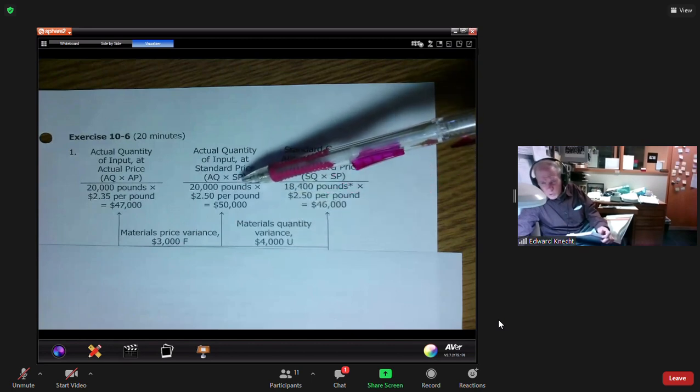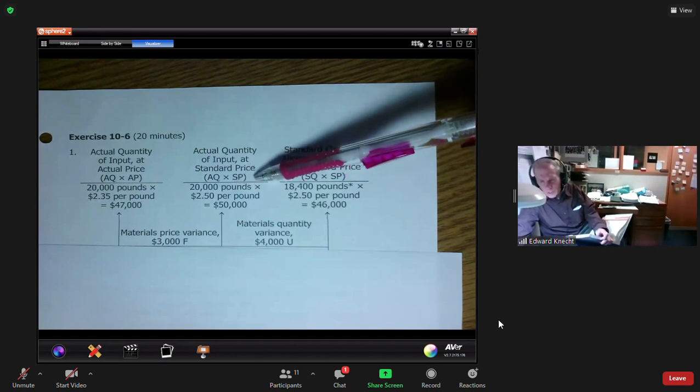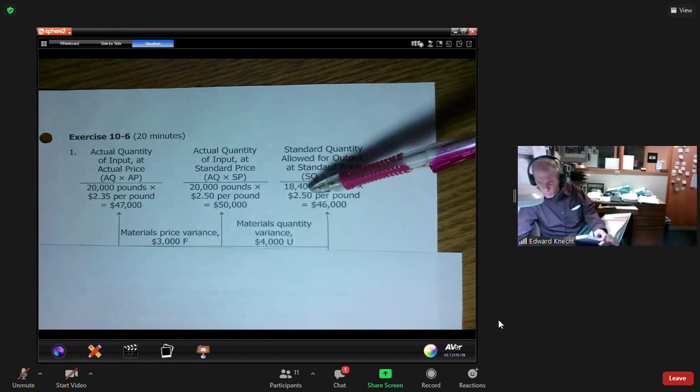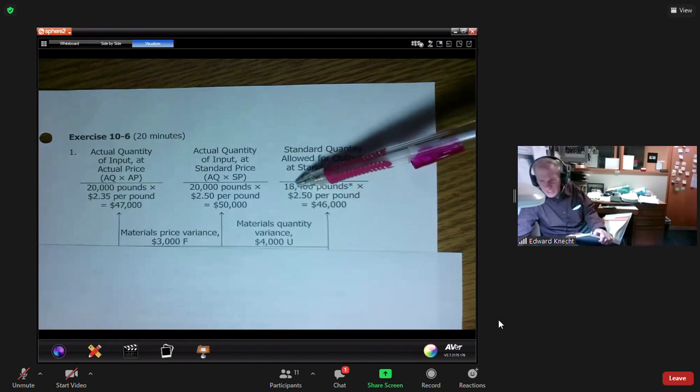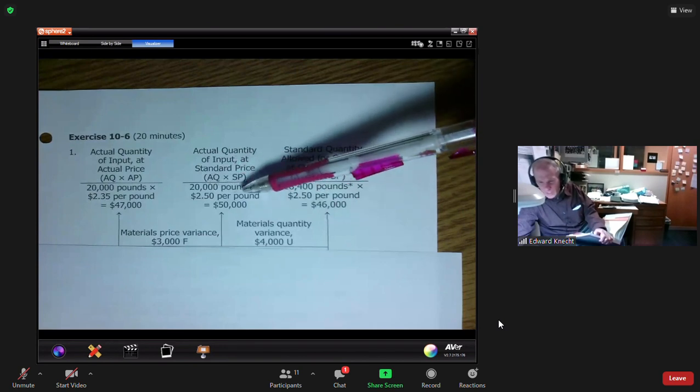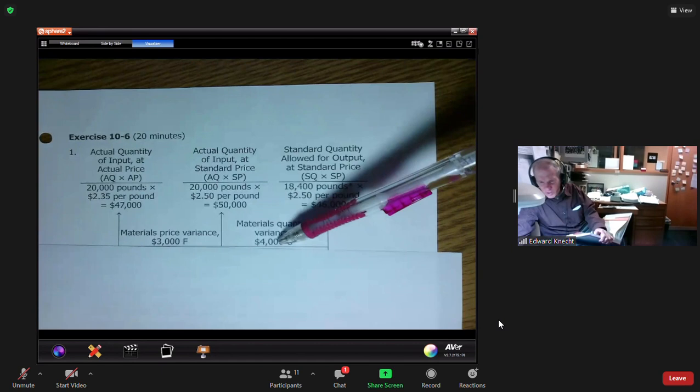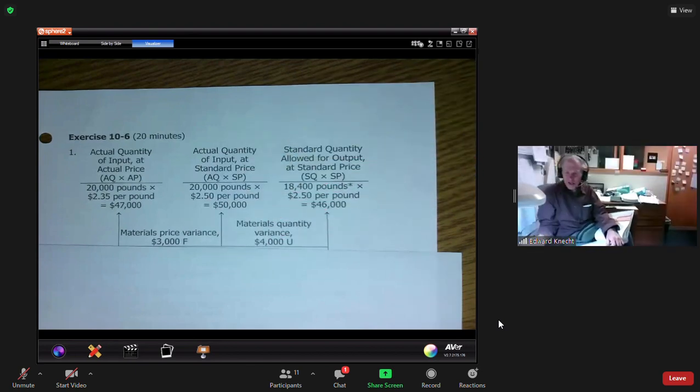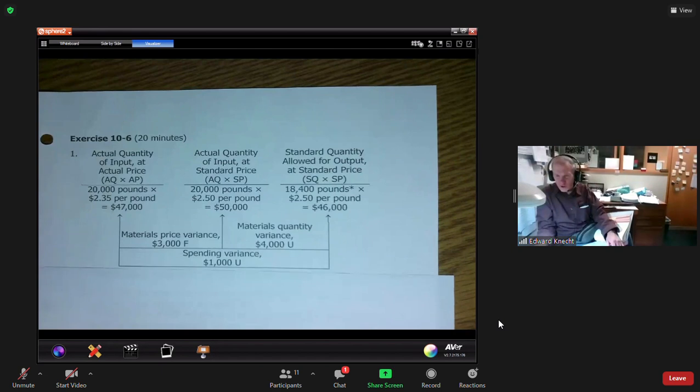Material quantity variance. It's unfavorable. We used more than we're supposed to. We used up how many pounds? 20,000 pounds. We used all of what we bought. But the standard says we're only supposed to use 4.6 pounds in each unit. We produced how many units? 4,000. So that's 18,400 pounds we're supposed to use. We used 20,000. We're using way too much. $4,000 too much quantity. So when we net this together, we have a net unfavorable variance of 1,000 spending variance.